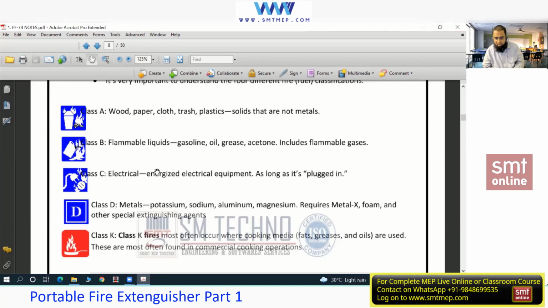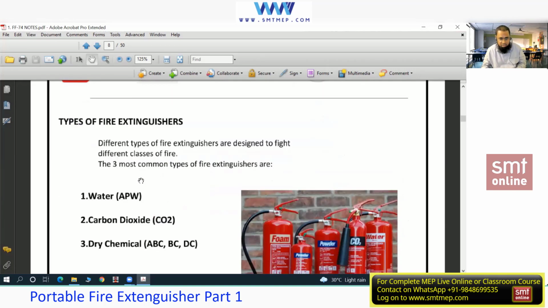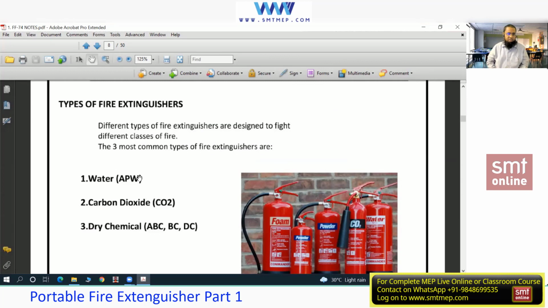So there are different types of fire extinguisher. What are those? You can find in the next part. Here you see on screen, most commonly three types. First is the water type. In short, we call it APW. APW is nothing but air pressurized water. Because if you talk about the water type fire extinguisher, there is normal tap water, not any other chemical.